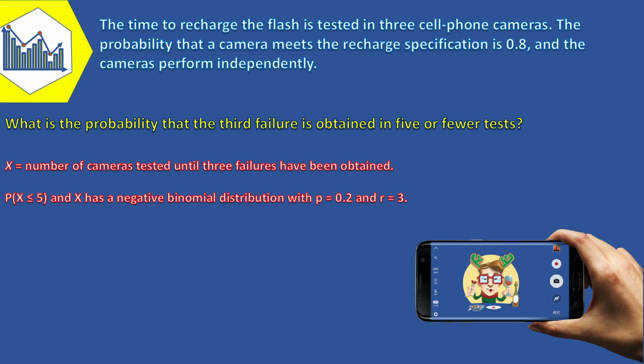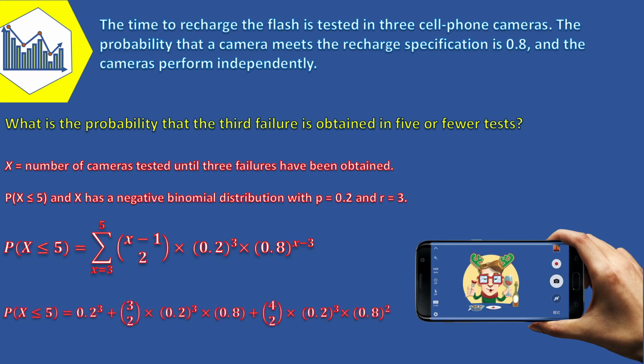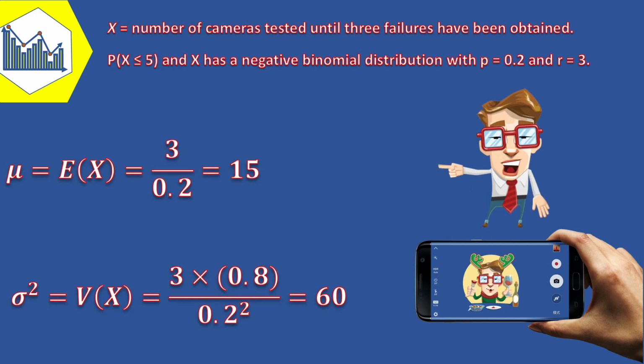Therefore, the requested probability is equal to 0.2 to the power of 3 plus 3 choose 2 times 0.2 to the power of 3 times 0.8 plus 4 choose 2 times 0.2 to the power of 3 times 0.8 squared, and that is equal to 0.058. And these two numbers are the mean and the variance of our question.